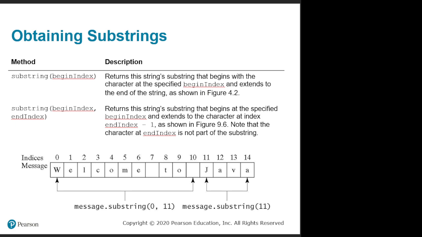So if we look at this example here, it has the "Welcome to Java" message and substring with begin index, and it can go from begin to end index. So if I just put a begin index like message.substring(11), it starts at index 11 and grabs all the characters to the end of the string. But if I use a begin comma end index like 0, 11, it grabs everything up to the end index minus 1. So this is really saying start at 0 and grab 11 characters. So I technically wouldn't say end index, I would say number of characters if I were writing the documentation for this.